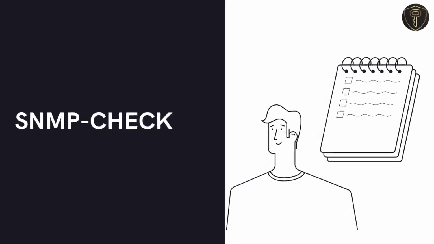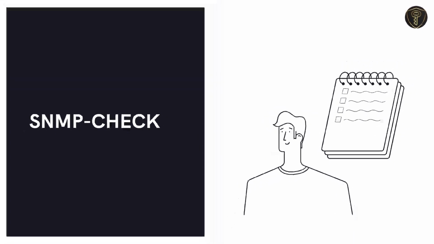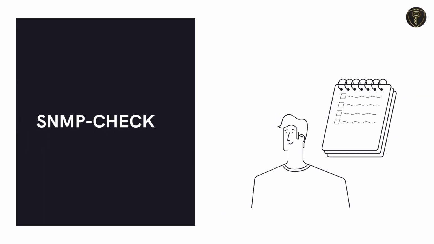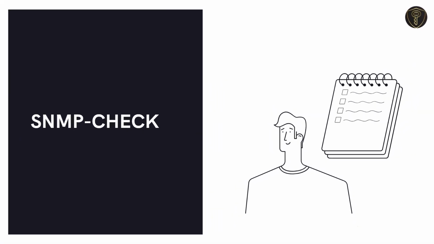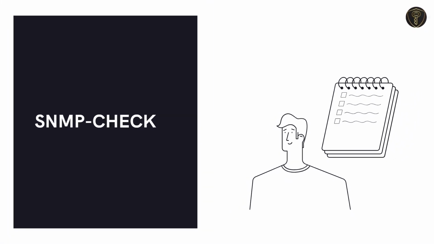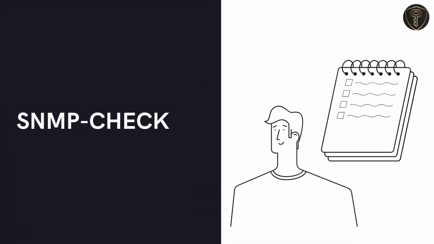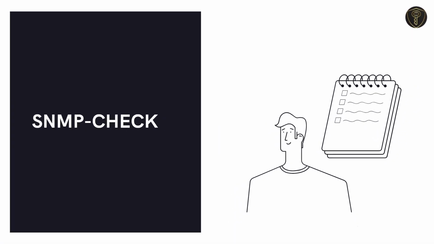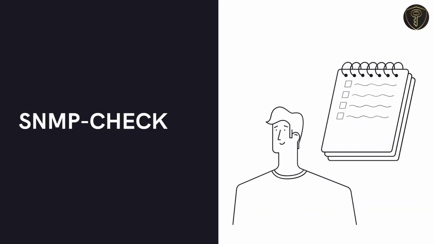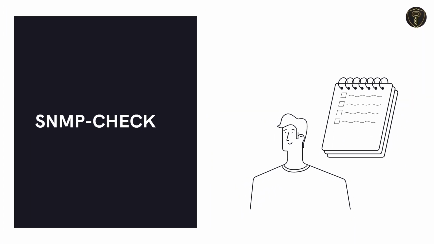SNMP-CHECK is a tool with the help of which we perform SNMP enumeration. It runs on Kali as well as Windows machines. It displays all the output in a simple, very human-friendly format, and it enumerates on the default community, which is public. Now let's see the practical part of this.